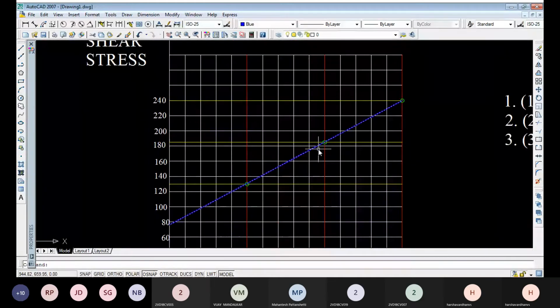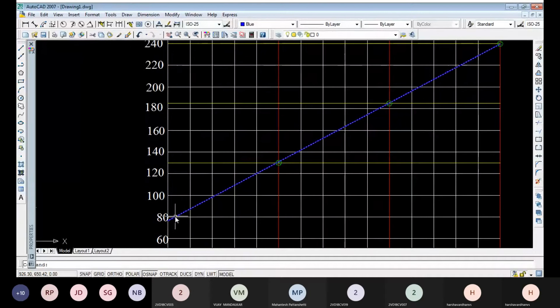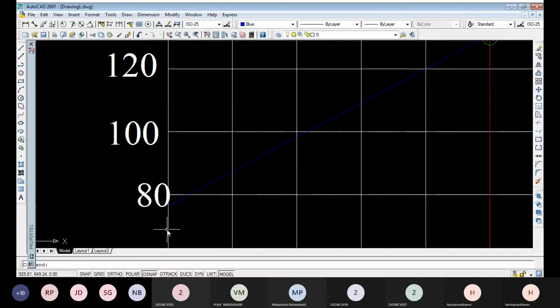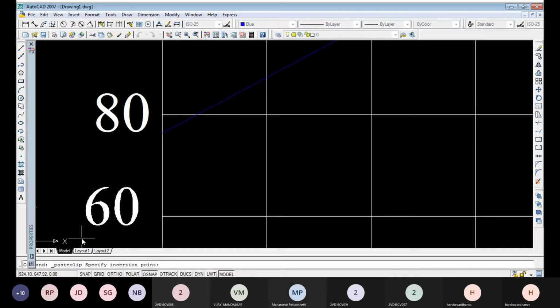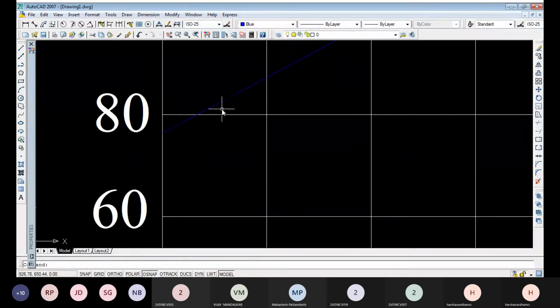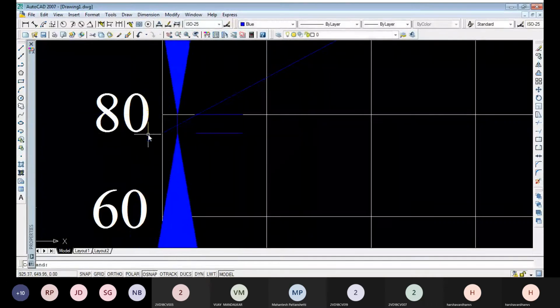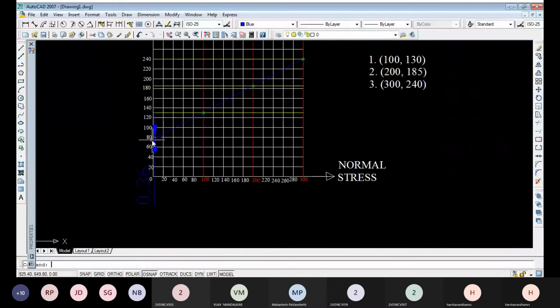Okay, so this is my graph. So if I measure the y-intercept, it is 0.36.